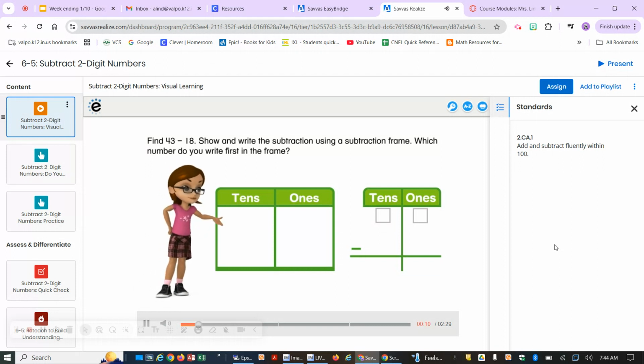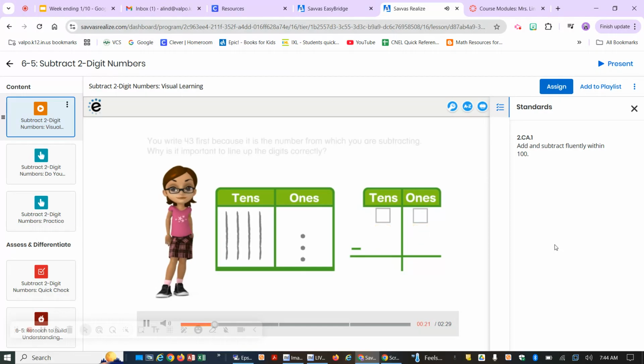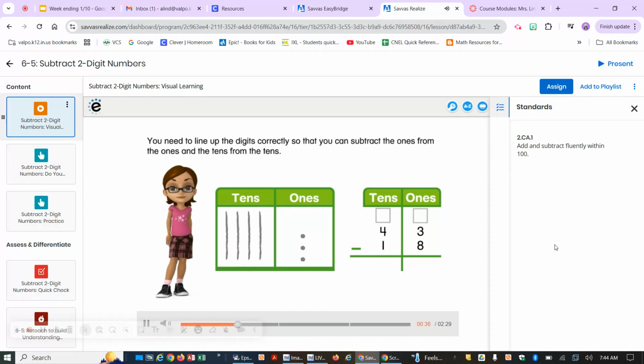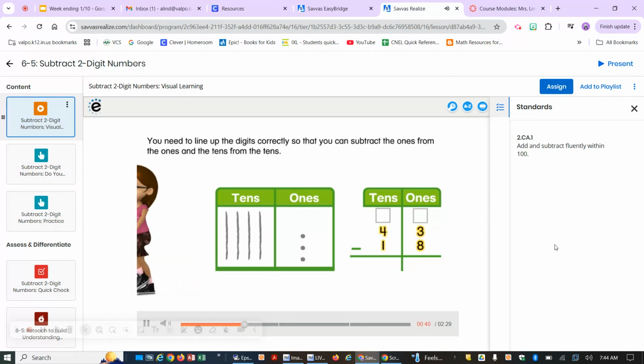Find 43 minus 18. Show and write the subtraction using a subtraction frame. Which number do you write first in the frame? You write 43 first because it is the number from which you are subtracting. Why is it important to line up the digits correctly? You need to line up the digits correctly so that you can subtract the ones from the ones and the tens from the tens.